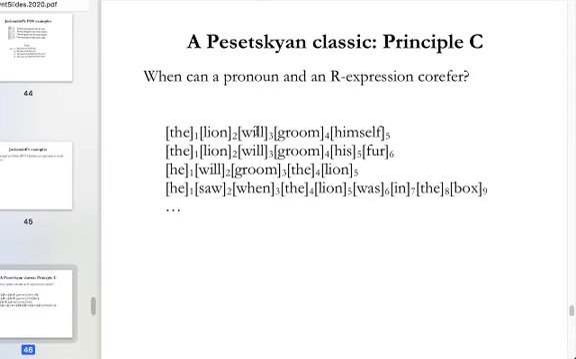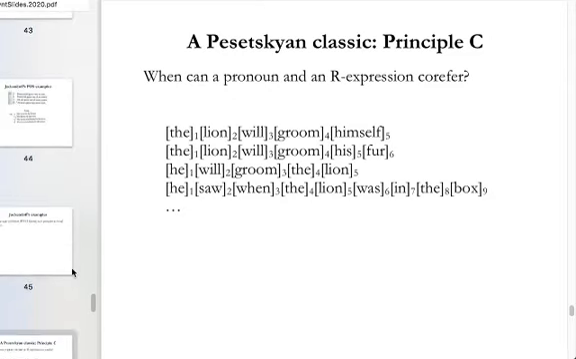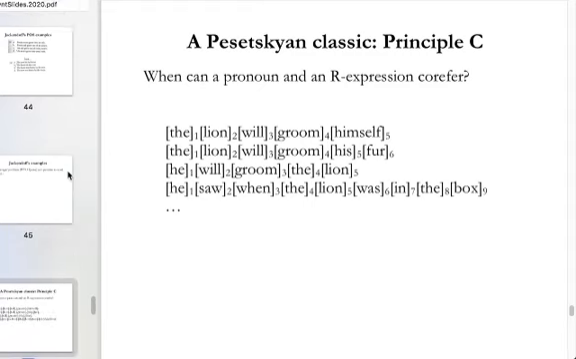Similarly, we can generalize this to sentences with more than one clause. So this is a sentence with an embedded complementizer phrase. He saw when the lion was in the box. And again, that pronoun he is not allowed to co-refer with the R-expression, the lion. Right? And so here I have purposely written these sentences out, not with hierarchical syntactic structure, but just with a bunch of words in a row, right? So they're numbered 1, 2, 3, 4, 5.